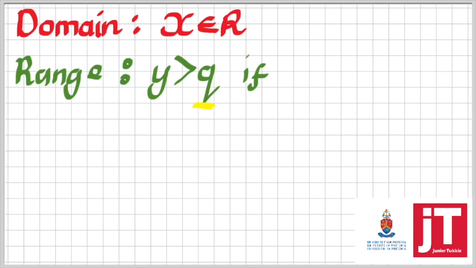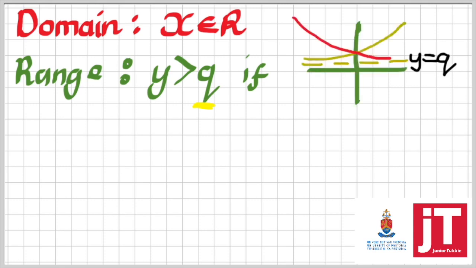So your range will be y greater than 0, and that is only true if you have a sketch like the one that you're seeing on the far right. Those are the two possibilities that will lead to a range which is greater than q. In other words, for both the red exponential graph and the yellow exponential graph, if you have an asymptote which is below the two graphs, then your range has to be y greater than q. I hope you understand that.